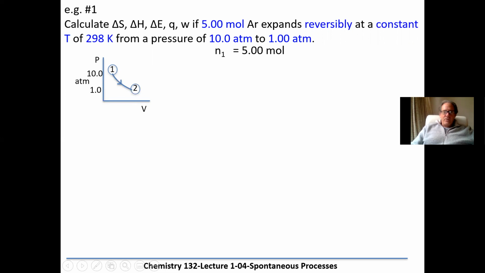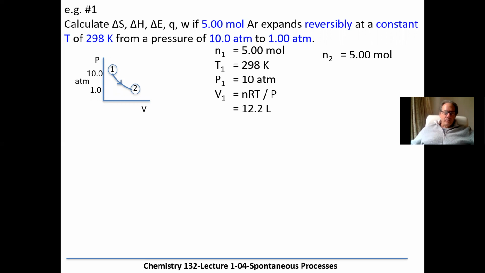Well, we know the number of moles at state 1. We know the temperature, we know the pressure, we know the volume, because we can use PV equals nRT. We can rearrange the equation, V equals nRT divided by P. We can find V1, it's 12.2 liters, by substituting those numeric values in those locations.